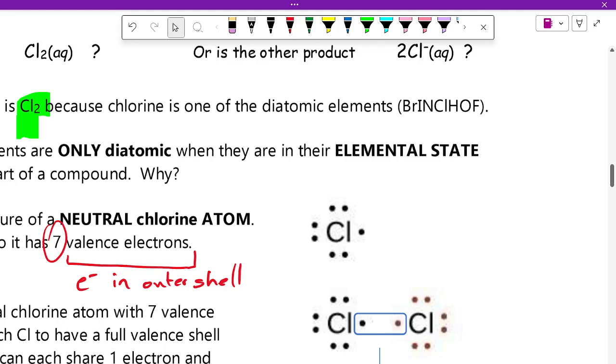Now, if we have elemental chlorine, tell your partner, what does it mean to have elemental chlorine? Pure chlorine. Pure chlorine, not part of the compound, yes.